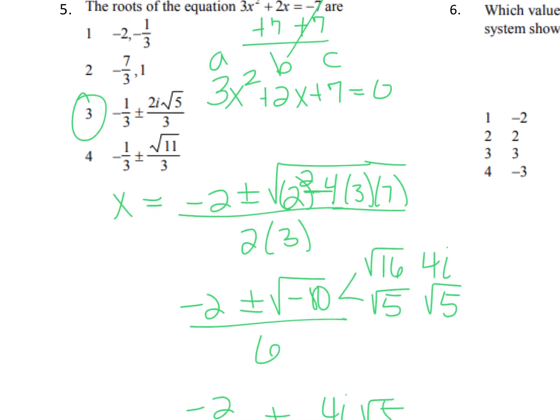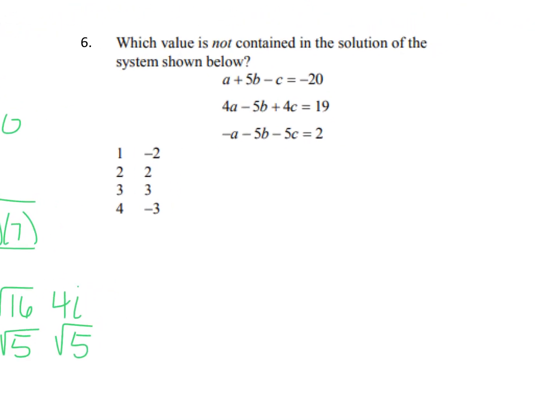Just so you know, I could have known that this was my answer at this step right here, because in this step right here, I saw a negative under the radical, which means that an i would come out, and that's the only answer with i. So just a multiple choice technique there.